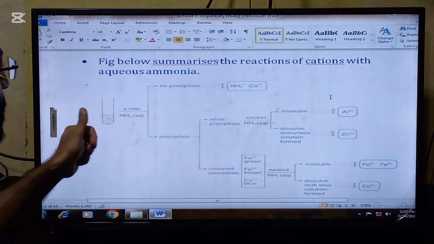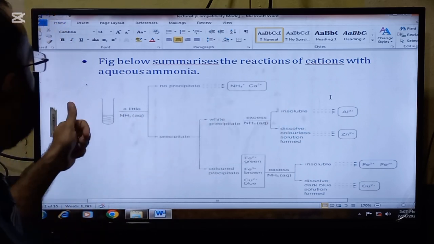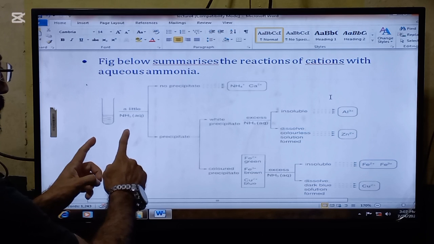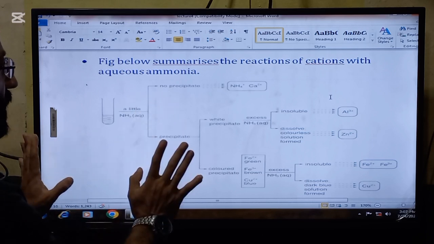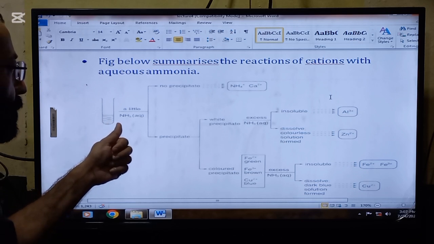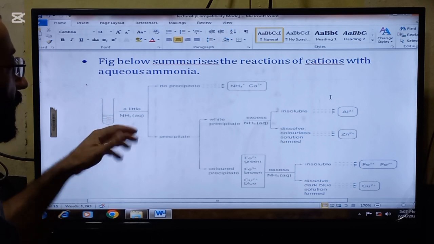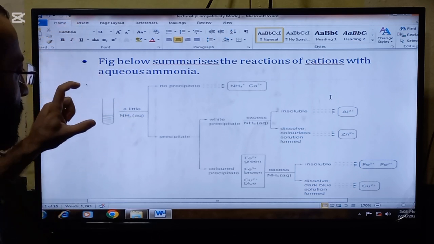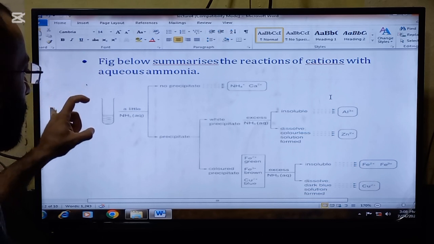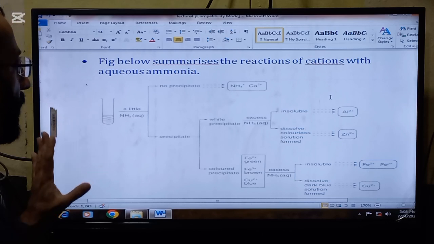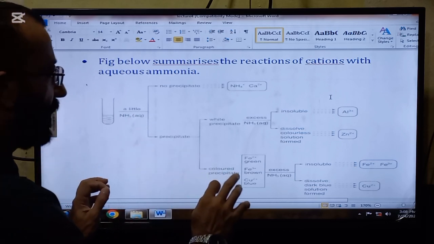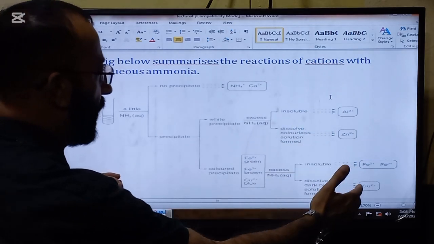Look now, the figure below summarizes the reaction of the cations with aqueous ammonia. Concentrate, now the cation is going to be reacted with NH3. In the first figure, the cation was reacted with NaOH. In the second figure, the cation was reacted with KI, and now the cation is going to be reacted with NH3. So these are three different tests that will determine which one is the cation.